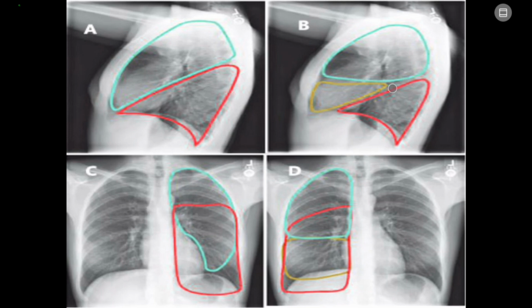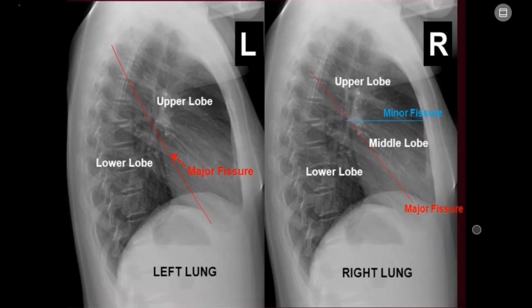And here in the right lung, the right lung is divided into three lobes. We will draw the major fissure, and the minor fissure originates from the major fissure. This side is the upper lobe, this side is the lower, and this side is the middle. This is another image to help you understand more.